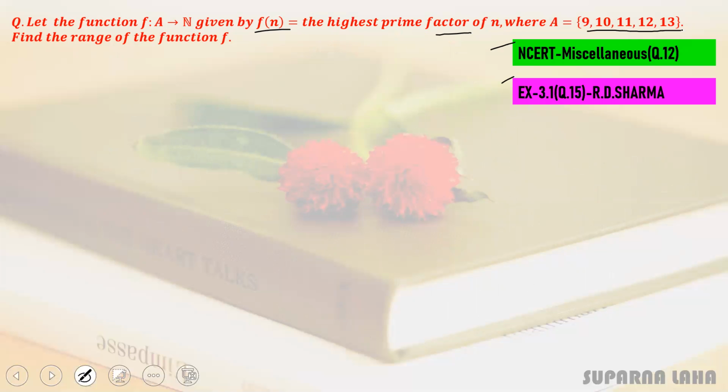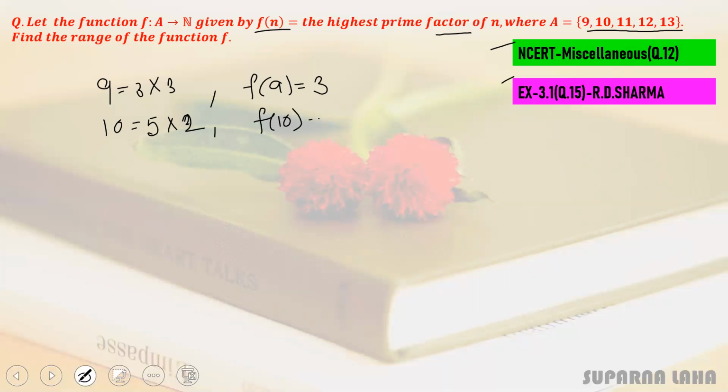A. So 9, first element, 3 into 3. So f of 9 is what? 3. Now 10 is equal to 5 into 2. Just break these elements into prime factorization. So f of 10 is the highest prime factor, that is 5.